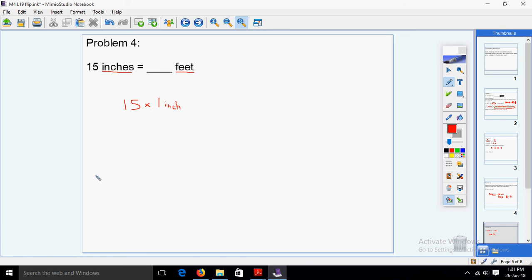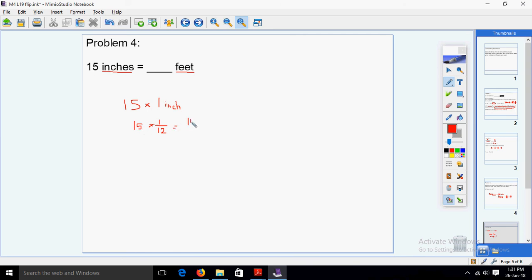Anyway, so how many inches are in 1 foot? Think about a ruler. Hopefully you said 12. So we're talking about 1 out of 12, and I'm going to multiply by 15. You multiply across, 15 times 1, and it's going to give us 15.